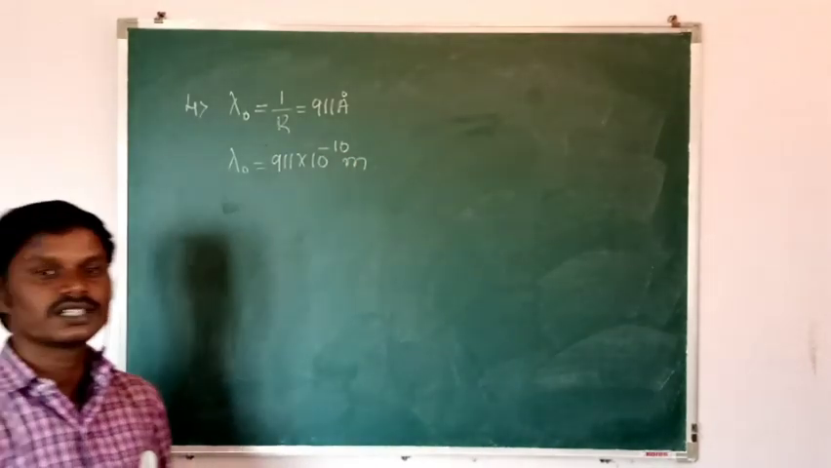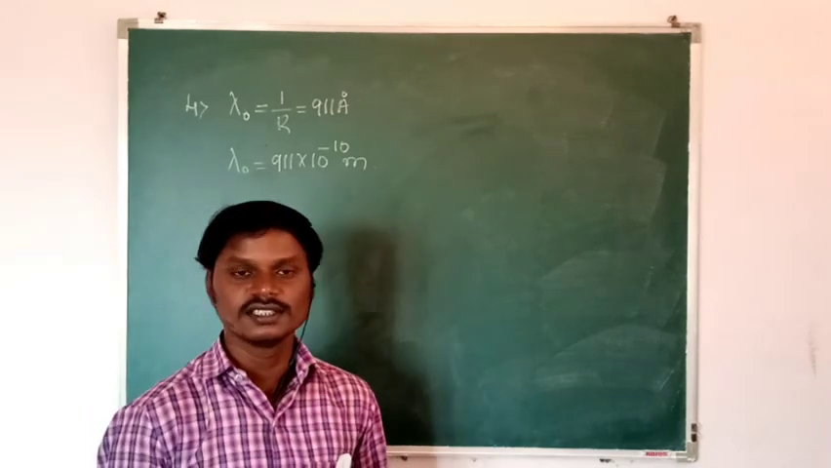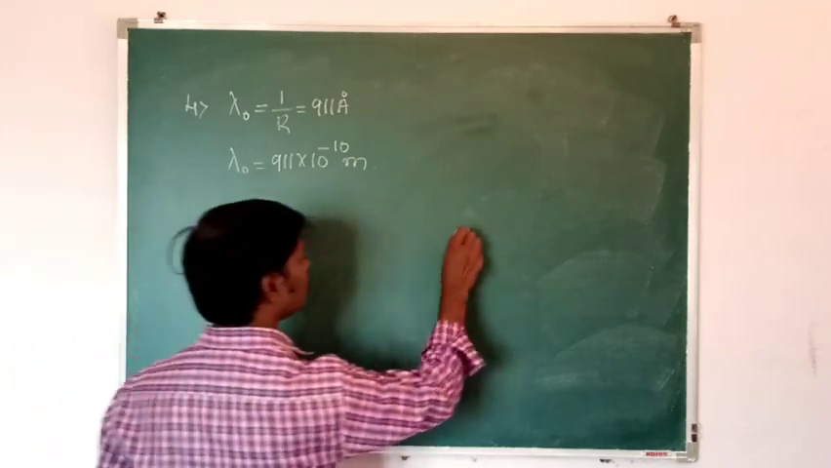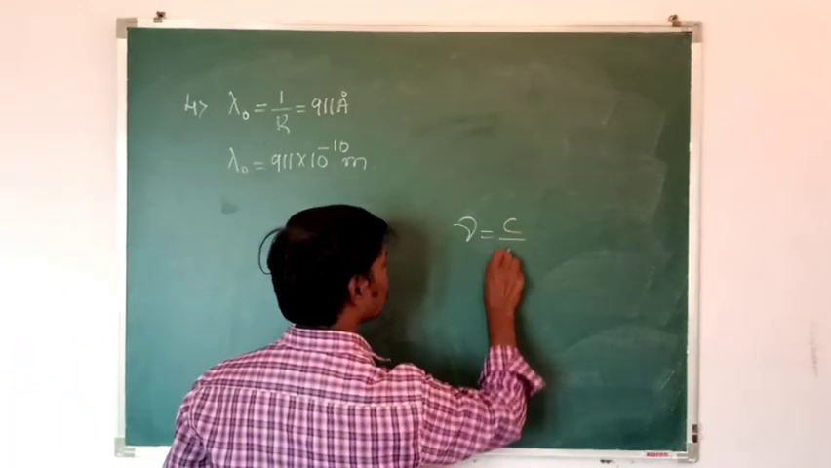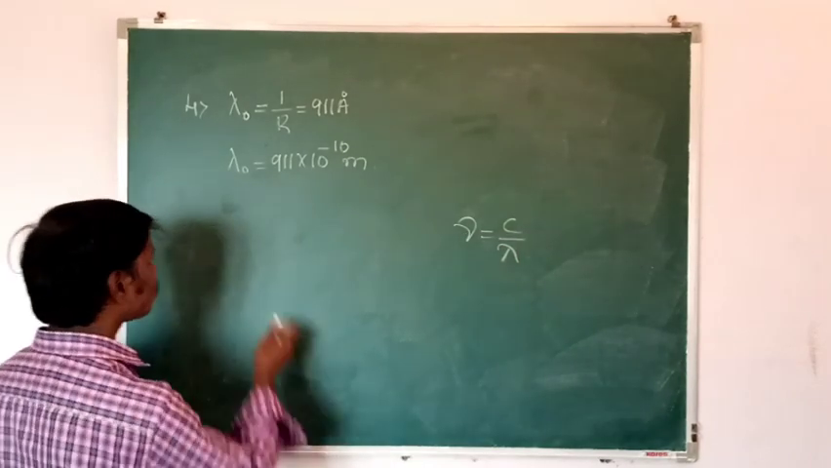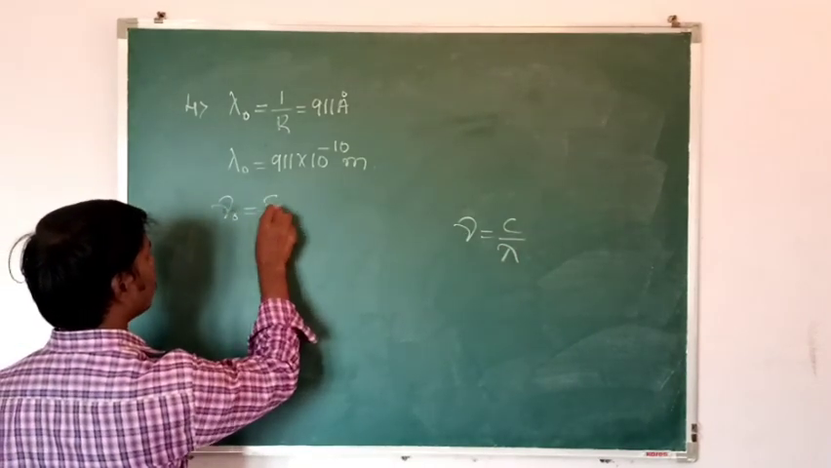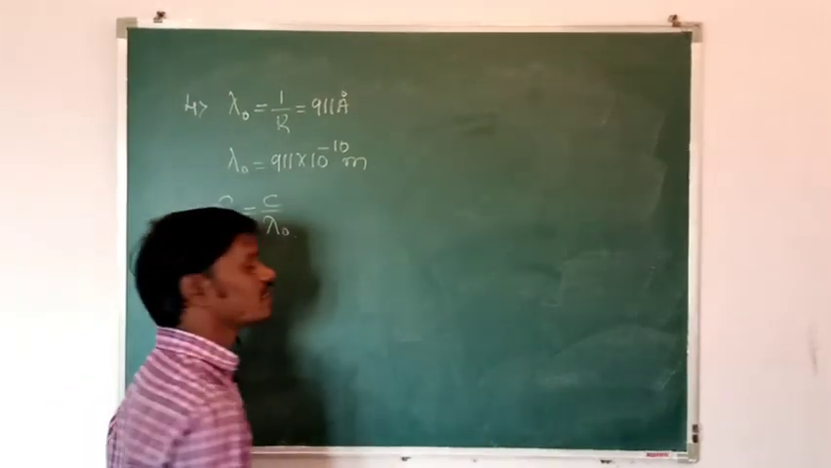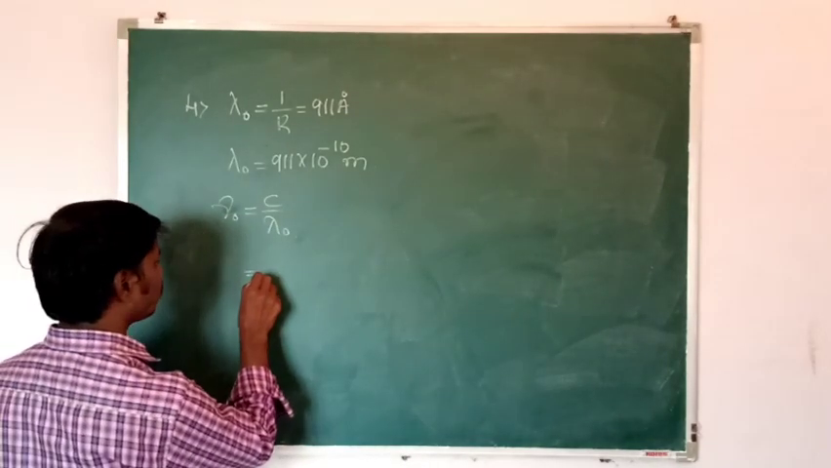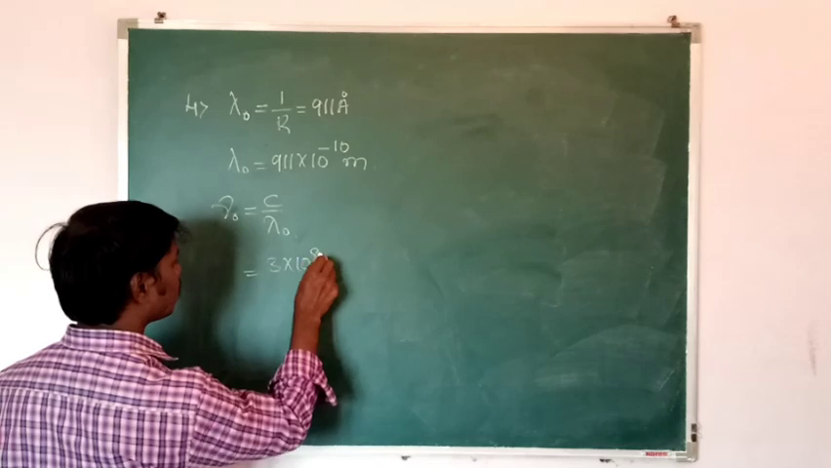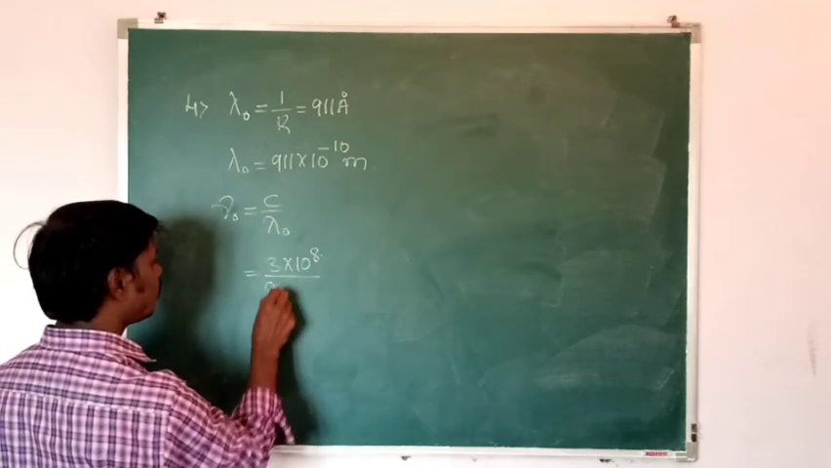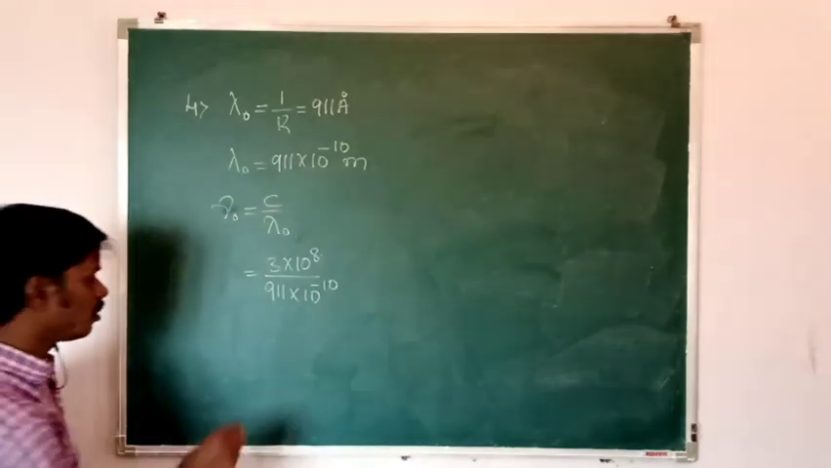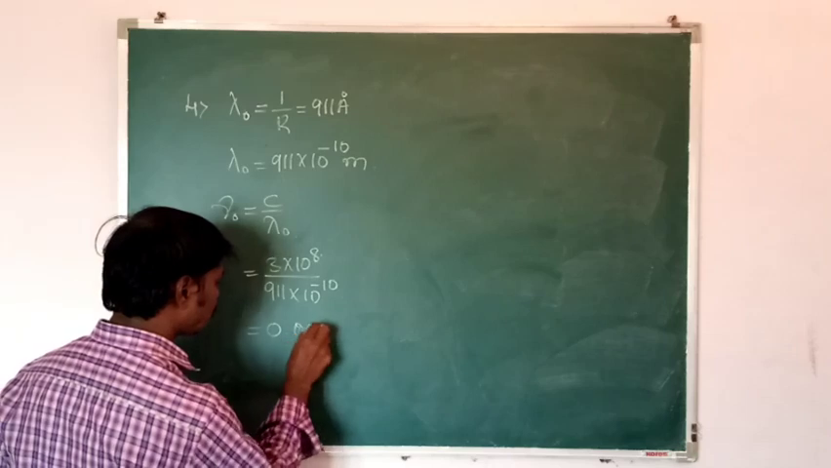Then what is the relation between the wavelength and frequency? If we know the wavelength, how to find the frequency? So that is by the relation nu is equal to c by lambda. Then that is nu naught is equal to c by lambda naught. What is the value of c? The value of c is 3 into 10 to the power of 8. So what is lambda naught given? That is 911 into 10 to the power of minus 10. Then 3 by 911, that is 0.00329.